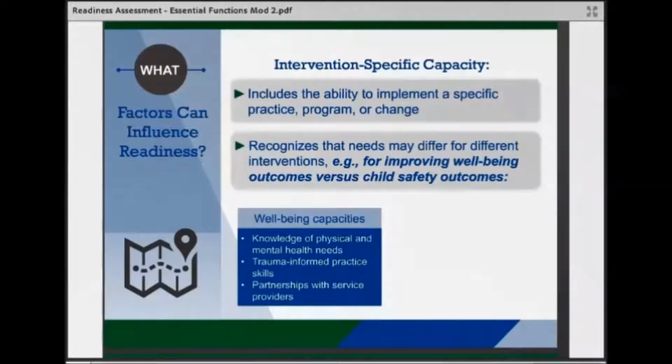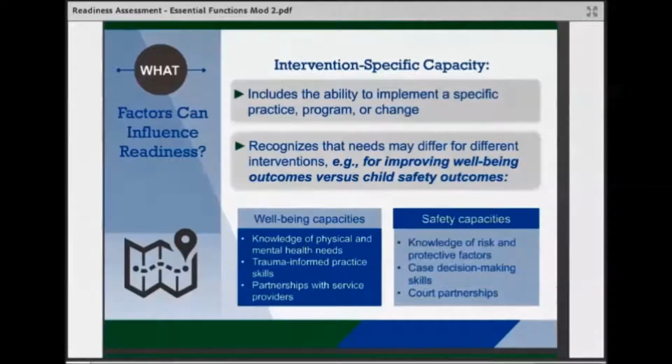For example, an intervention for improving child well-being outcomes will require knowledge on the physical and mental health needs of children and child welfare, trauma-informed practice skills, and close partnerships with community service providers, whereas an intervention to improve child safety outcomes may require knowledge of risk and protective factors, case decision-making skills, and partnership with the courts.